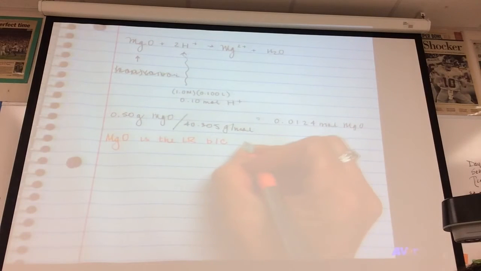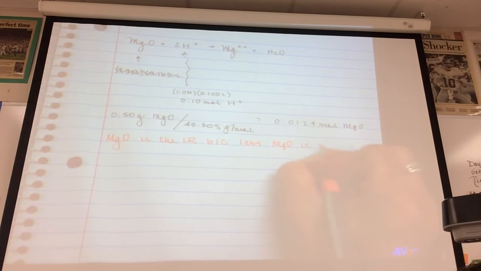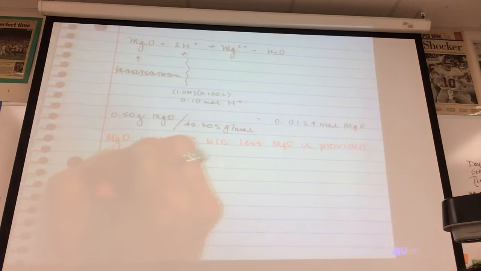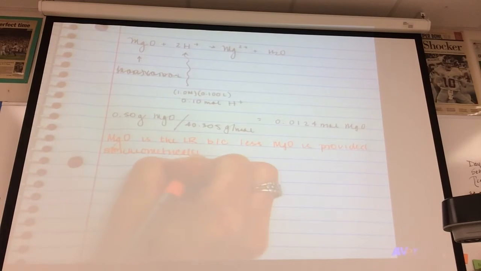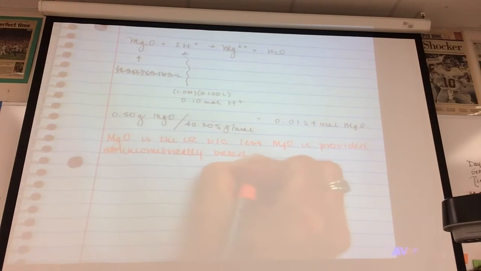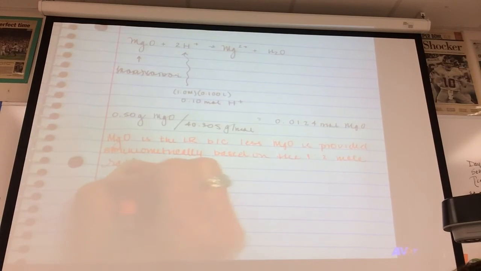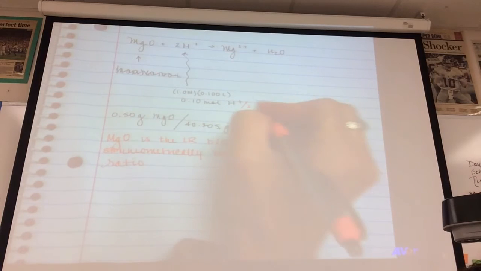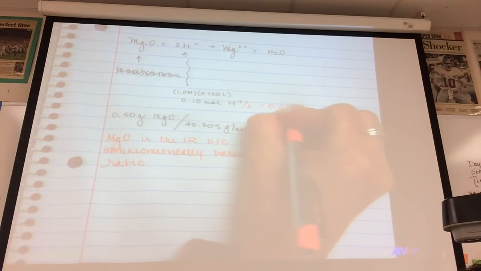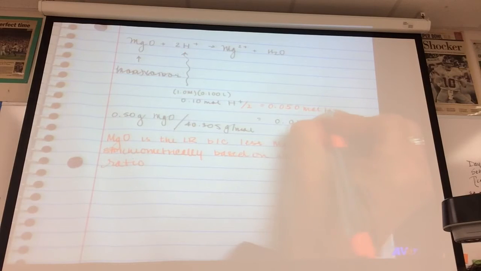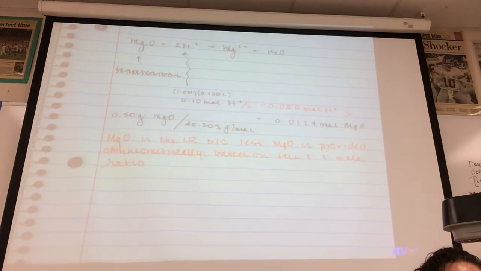Is the limiting reagent because less magnesium hydroxide is provided stoichiometrically based on the 1 to 2 mole ratio. Or what I think you guys probably are going to do is divide this by 2 and show that, and that's fine too.